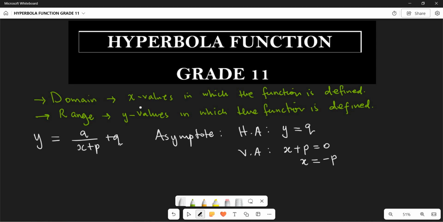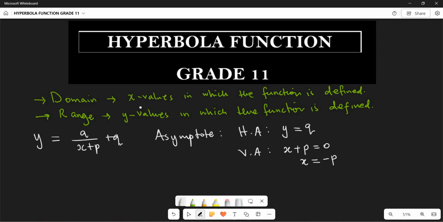Or lines, equations. There are functions as well. y equals q is a function. x equals minus p, we'll discuss that when we get to the grade 12 content, but it wouldn't be a function; it's just the equation of a line that moves vertically, cutting through the x-axis. Through those lines, the graph does not exist. So through that point or line, the graph is not defined.